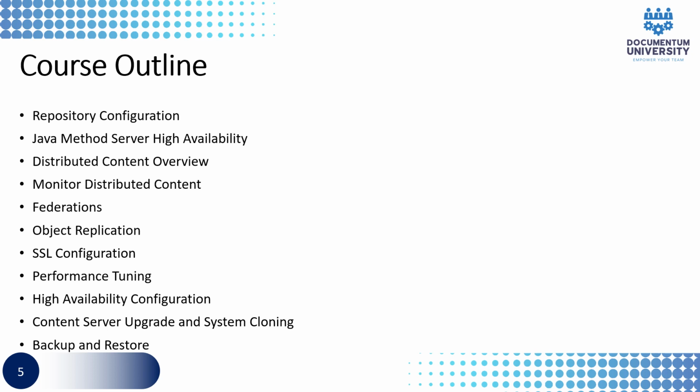Performance tuning is an important aspect of any Documentum Server environment, and we will explore how to optimize the performance of your Documentum Server. High availability configuration will also be covered, which is key to ensuring the uptime of your Documentum Server. We will also discuss content server upgrade and system cloning, which are critical for maintaining and updating your Documentum Server environment. Finally, backup and restore will be covered in depth, as it is essential to have a solid backup and restore strategy in place.